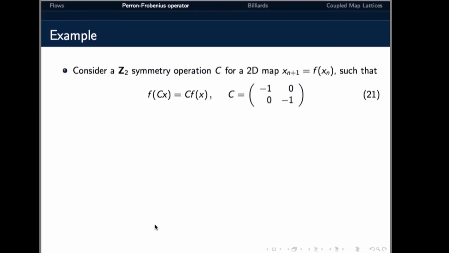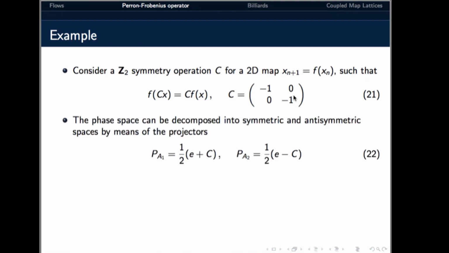Let's consider an example just to make things a little more down to earth. So consider a Z2 symmetry operation for a 2D map, such that we just change x and y into minus x and minus y with this matrix minus 1, 0, 0, minus 1. The phase space can be decomposed into symmetric and anti-symmetric spaces by means of projection operators.